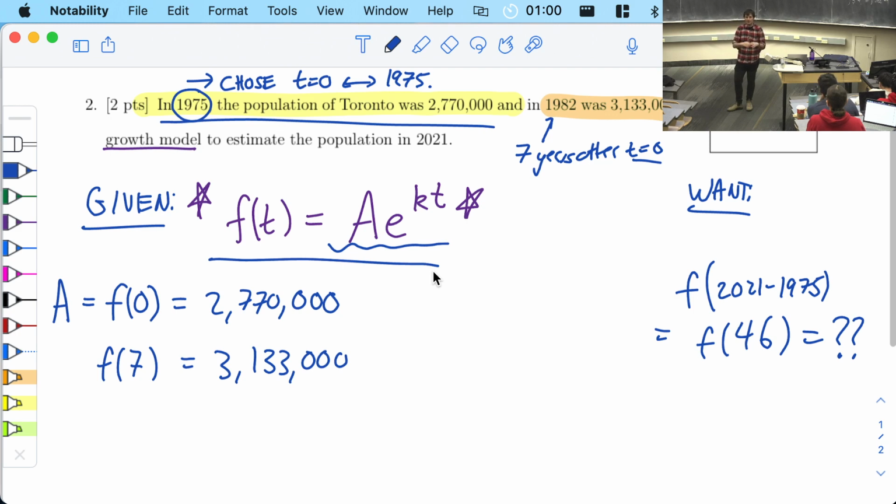Any questions or comments about what we've done so far, or where we're going? How you decode the word problem part of it? Yeah.